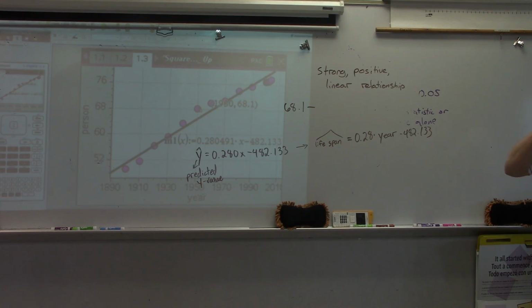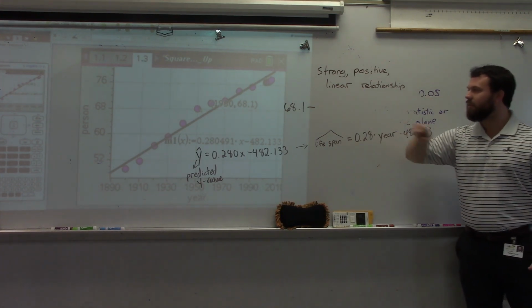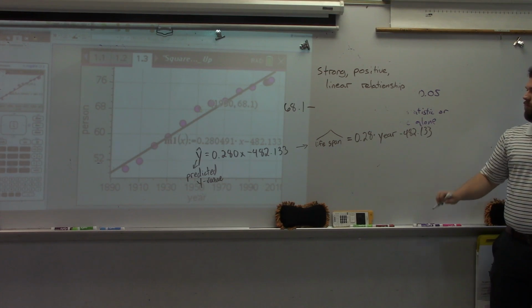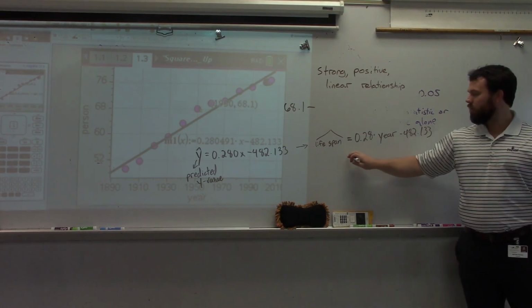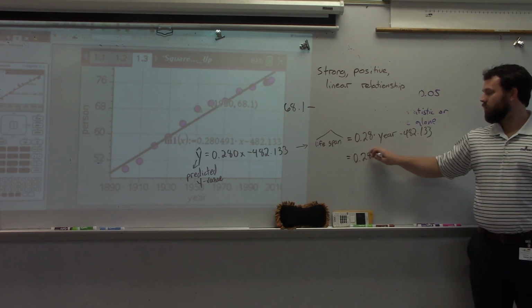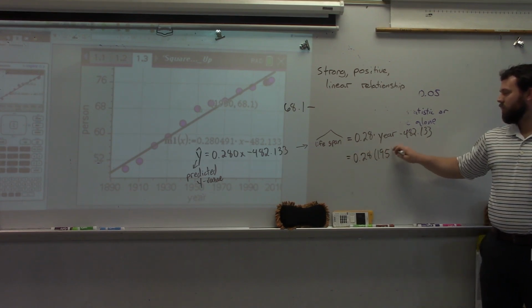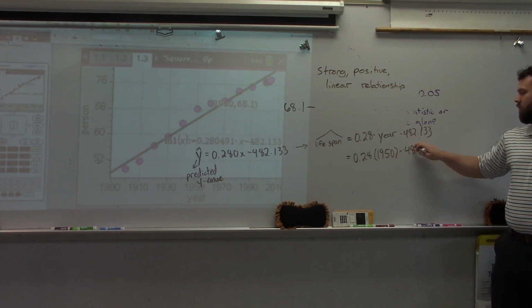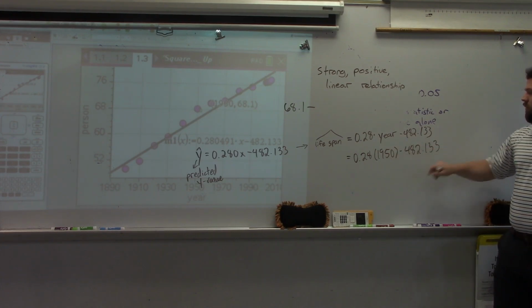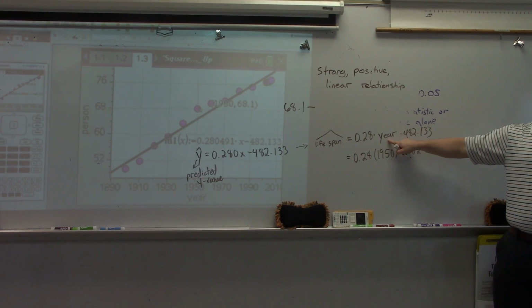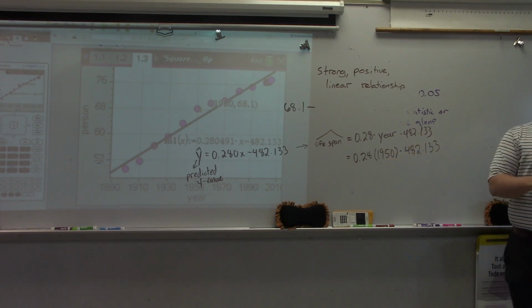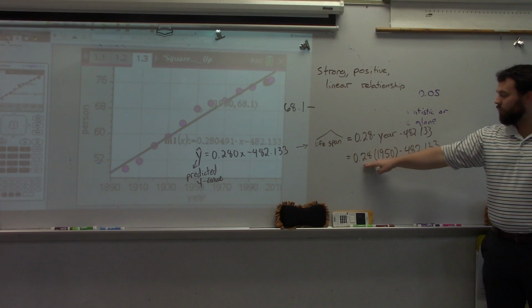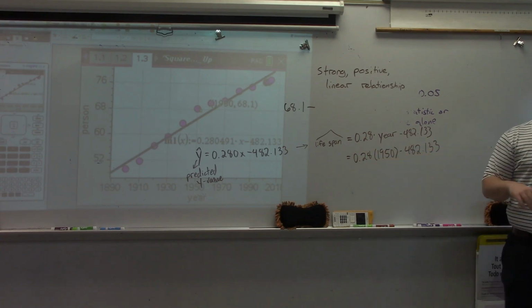But Tyler pointed this out. How am I going to find my predicted lifespan then? You use that equation on the board. So whatever year you're going for, you multiply that by 0.28, and you subtract 482 from that number, and that gives you an expected lifespan. So I want the predicted lifespan. What year am I looking at? 1950. So if I were you, I would do a scratch pad and type this out, and let's find out what my predicted lifespan is.